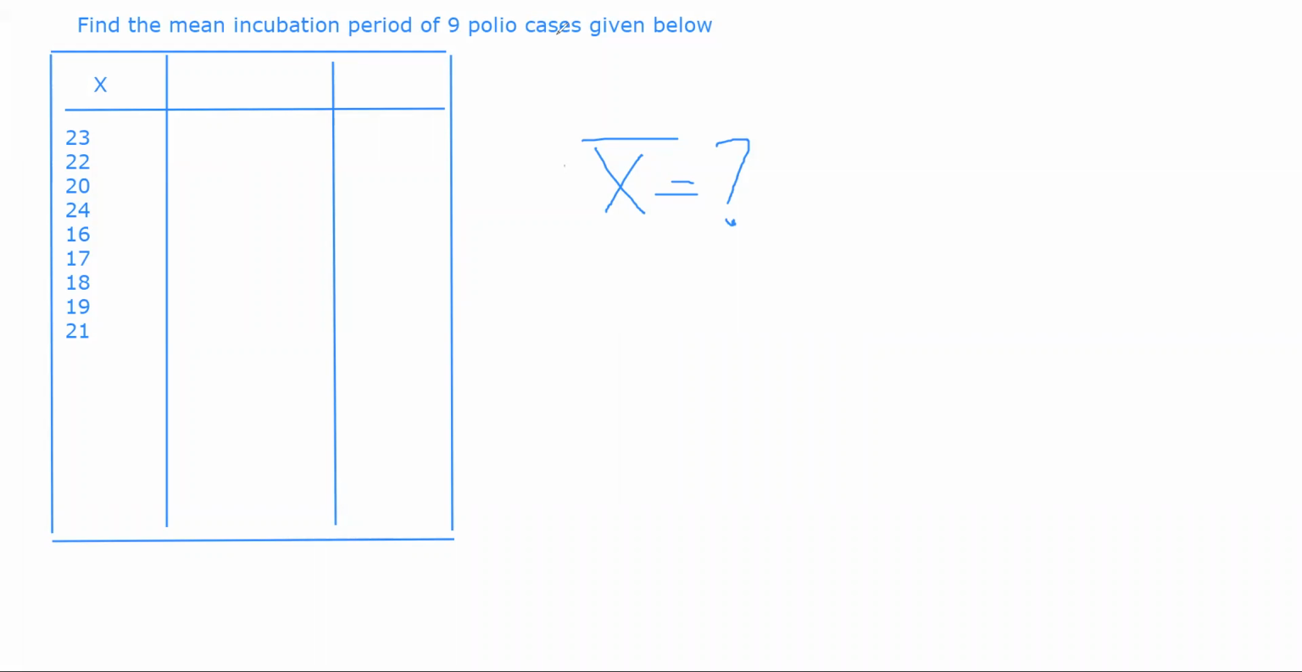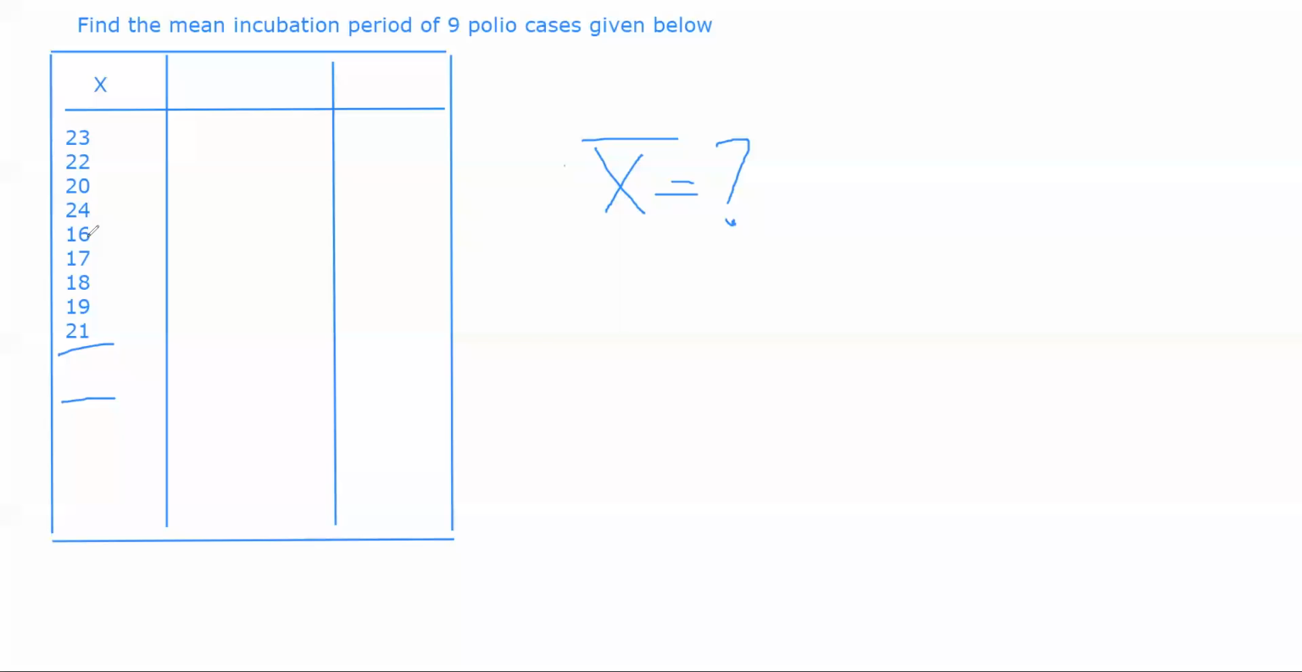चलो, that is enough time to calculate. Now let's see how she got 20. ठीक है, इसको टोटल करे तो 23 प्लस 22 कितना होता? 45. 45 प्लस 20 करे तो 65. 65 प्लस 24 करे तो 89.